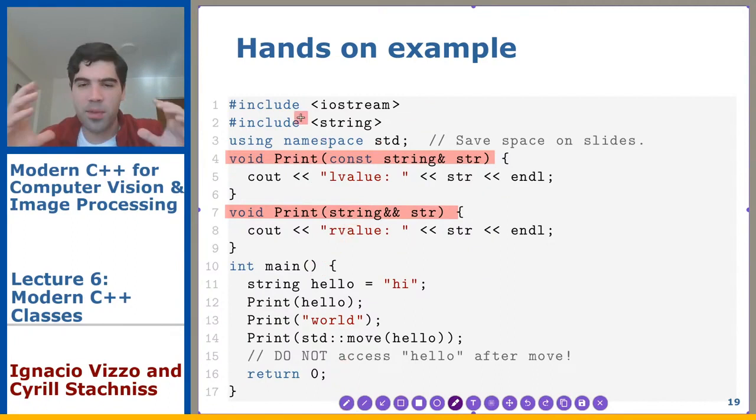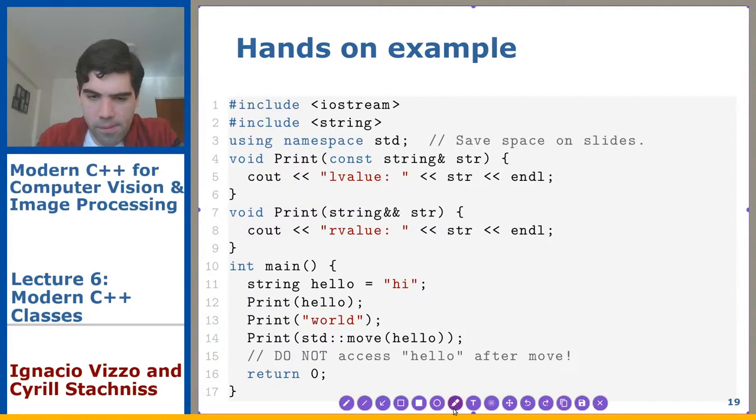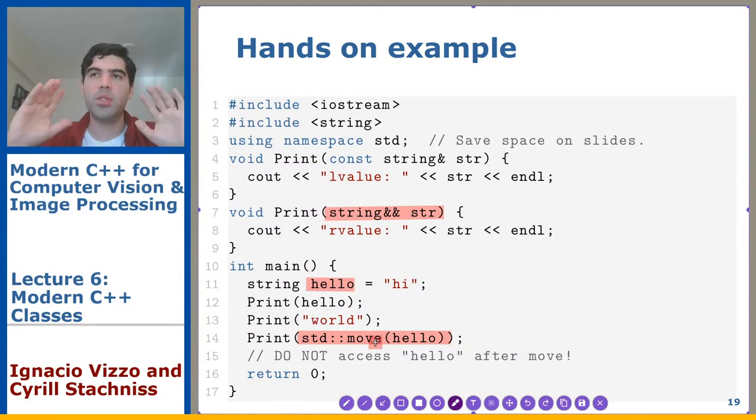The big advice here is do not access hello after you move. In this case, hello is on the left side of the equal operator, so it's a left value. And then when we call the move function, we are converting this into an R value. So this print function will take ownership of this string. It's like saying, okay, this is my child, I left it, it's already old enough, you just release ownership.